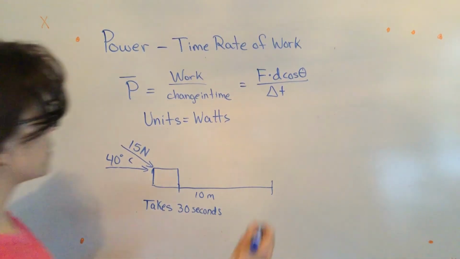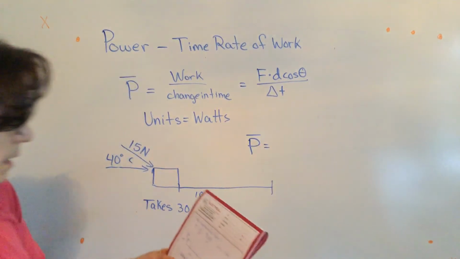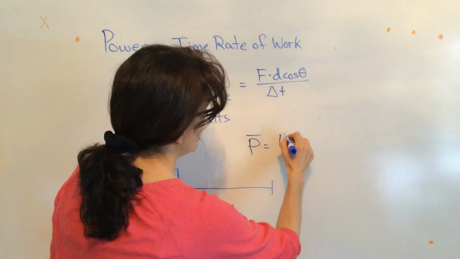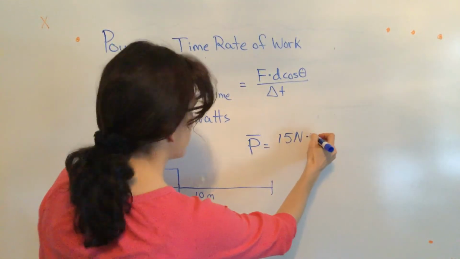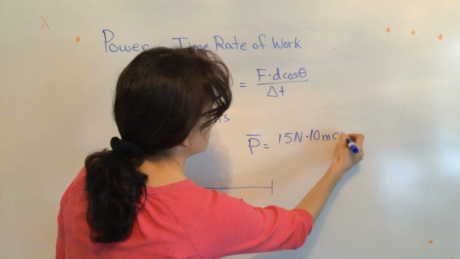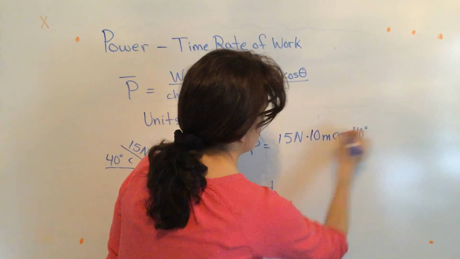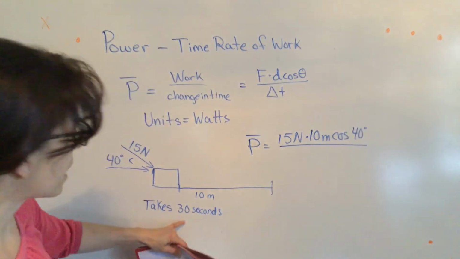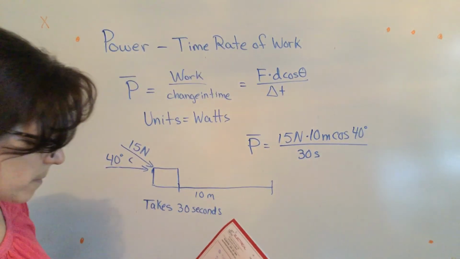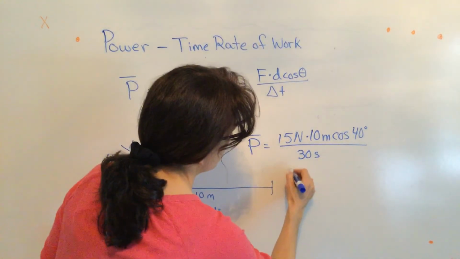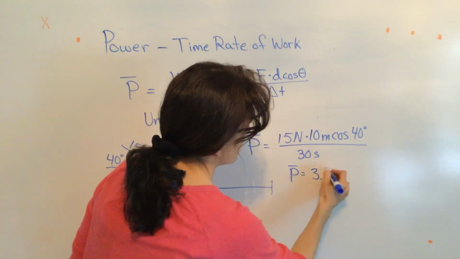So let's put the formula over here. Average power equals 15 newtons, that's our force, times the displacement of 10 meters, times the cosine of our angle, over the time in seconds. And that average power is going to give us 3.8 watts.